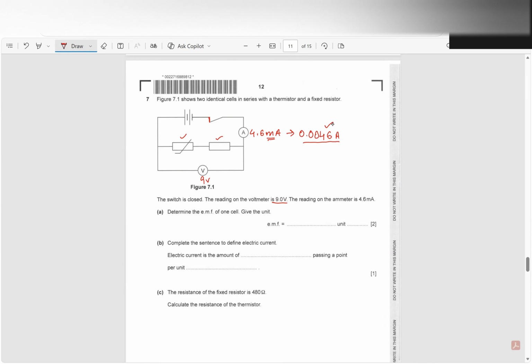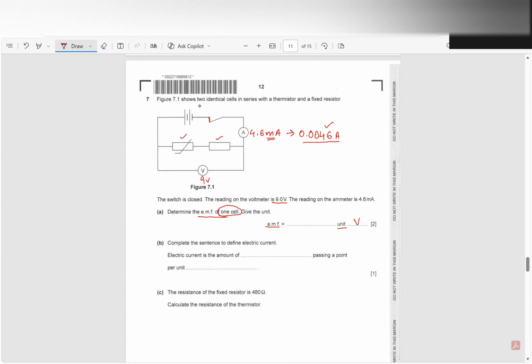Moving on. It says determine the EMF, voltage, EMF of one cell. Give the unit, fair enough. We have to talk about one cell's EMF and also the unit. So unit is going to be volt, definitely. And what about the EMF of one cell, guys?